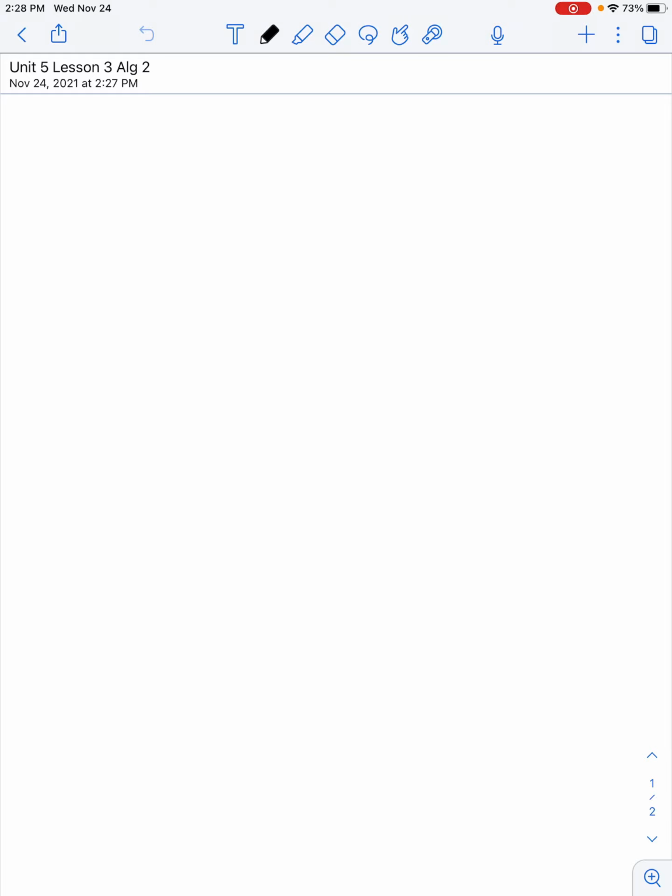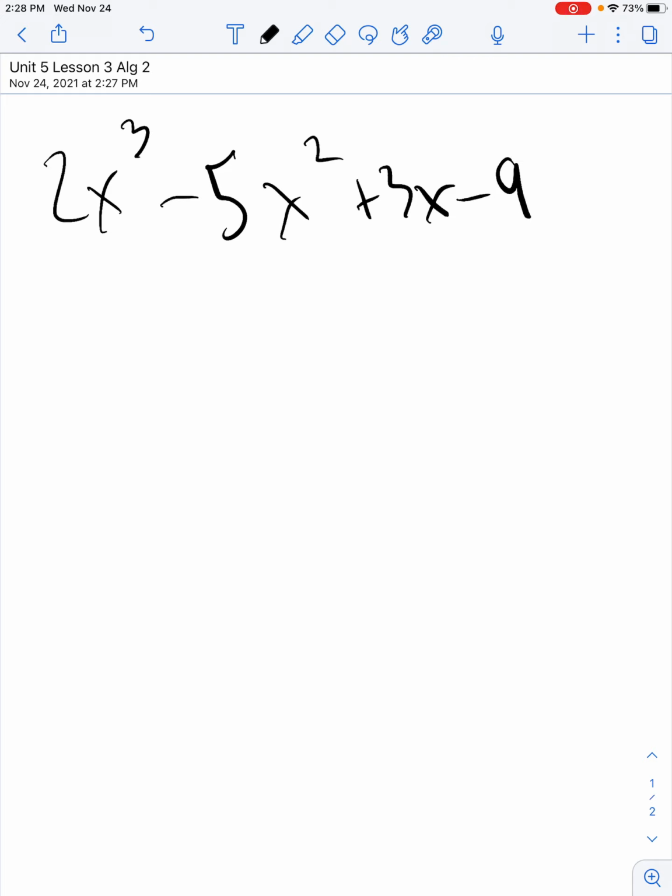Here we go, Unit 5, Lesson 3, adding, subtracting, and multiplying polynomials. So I'm going to run through some examples. The first example is going to be done vertically. We're going to have 2x to the third minus 5x squared plus 3x minus 9, and then we're going to add x to the third plus 6x squared plus 11.